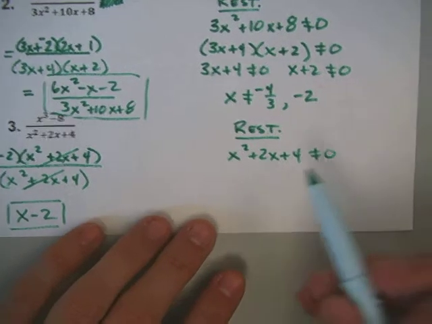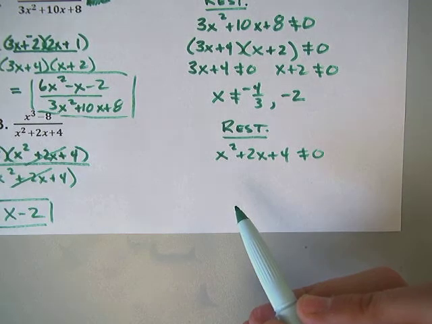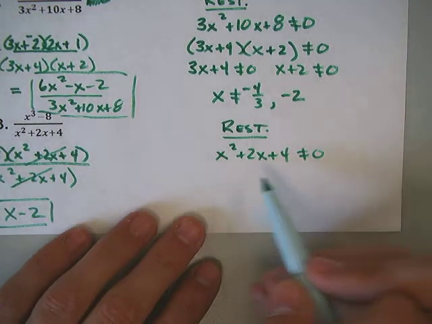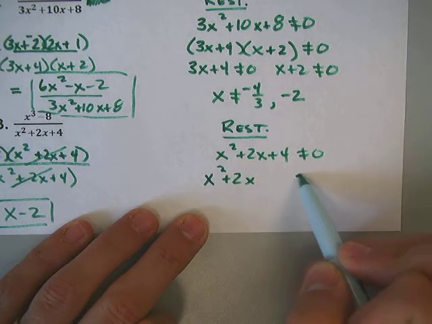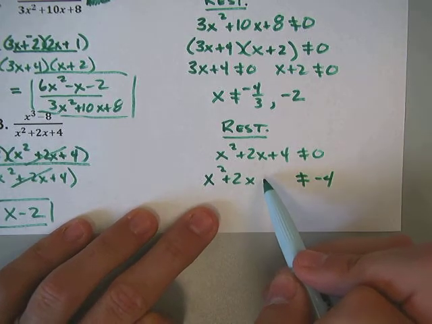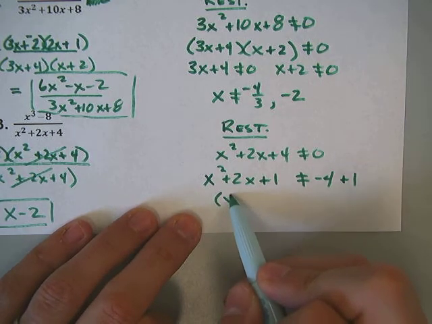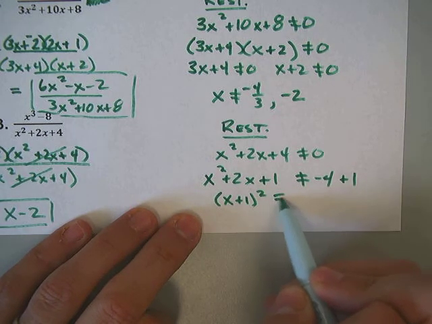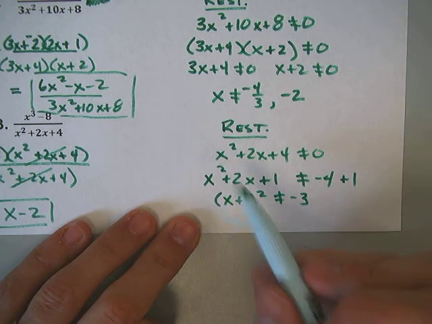But we still have one last thing, and that is, what about this restriction over here? Well, how do I do that? You're going to have to go through and do the quadratic formula, complete the square, anything like that. So that's going to take a moment here. How about we complete the square? So x squared plus 2x can't equal negative 4. Divide by 2 and square it. Add 1, add 1. Factor.